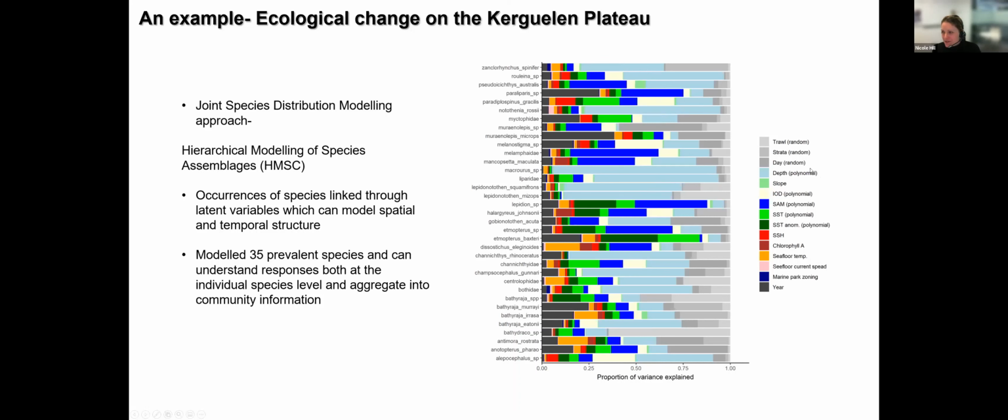So that's not surprising. Lots of species have a defined depth range. And some of the other important variables that are coming out for determining the distribution of several species are things like the southern annular mode, and so on and so on. So we can understand at the species level and at the assemblage level what are some of the environmental drivers that are important in determining their distribution.